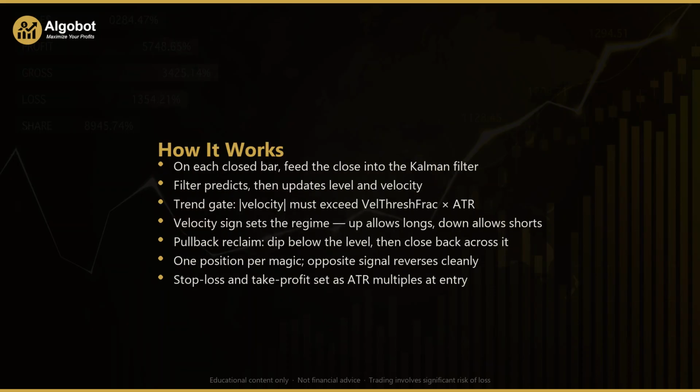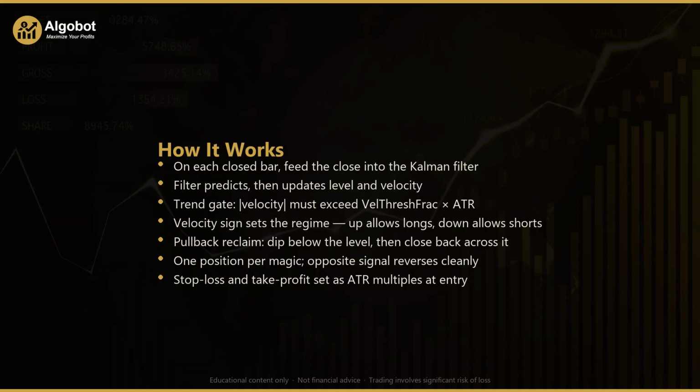Let's walk through the exact logic, step by step. Everything happens on closed bars only. When a bar completes, the expert advisor takes that bar's closing price and feeds it into the Kalman filter as a fresh measurement. The filter then does two things. First, it predicts, assuming the level moved forward by its current velocity. Then it updates, blending the prediction with the new close according to how much it trusts the measurement versus the model. Out of that update come two refreshed numbers, the filtered level and the estimated velocity.